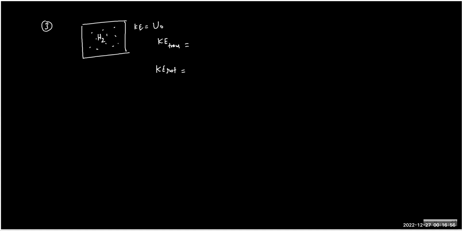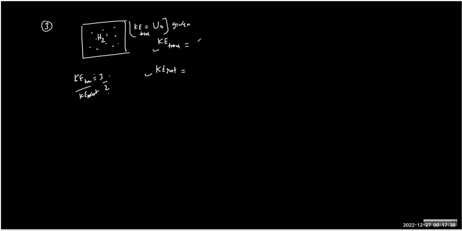So what is the KE? If the total is given, can you find this and this? So how many translations here? Tell me, guys. 3/2 nRT. How many translations? 3. Very good. How many rotations? 2. So the KE translational upon rotational is 3/2, right? So this is the ratio of translation and rotation in this case.